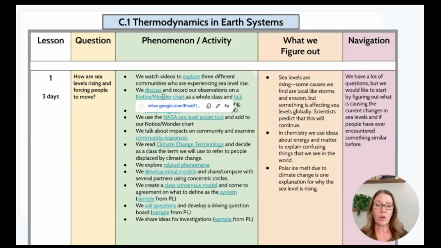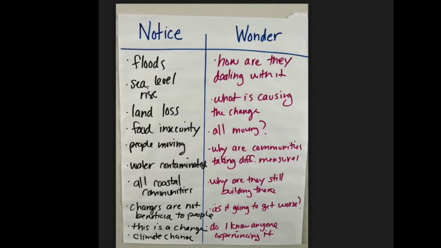And then we're going to record this on a Notice and Wonder chart. You can see this comes from a professional learning event that I did. This is what teachers provided in student hats, so they're acting like students as a chemistry student. This is kind of what they noticed in the video, and then these are some of the questions that they were considering.